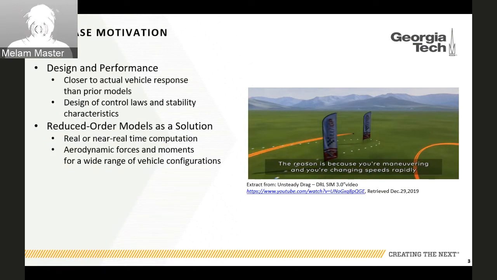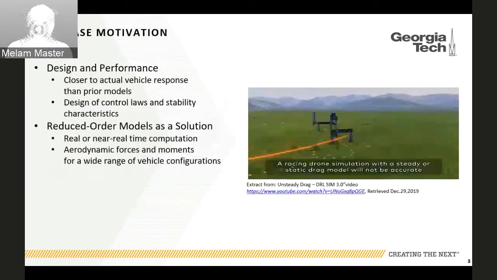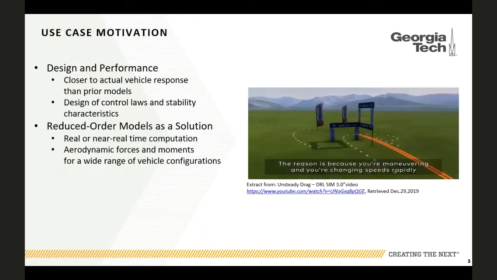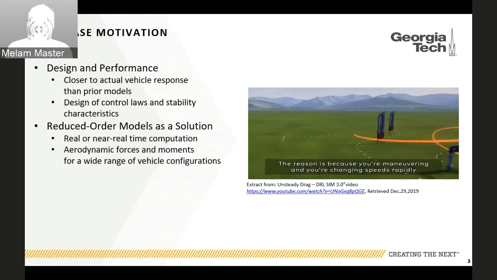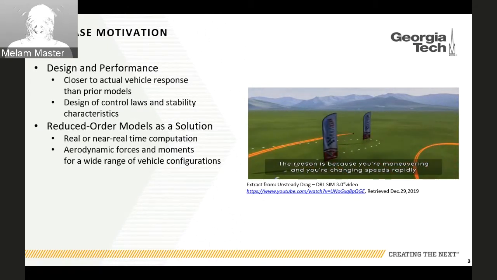The simulation produces aerodynamic forces and moments for a wide range of vehicle configurations. You can change the vehicle configuration, whatever input you have to our simulation, and it outputs the aerodynamic forces and moments in real time. That video on the left that played, I can play it again. The video on the left is from a drone racing league simulation. Our simulation is being used by, or will be used in the future by, NASA, the Navy, the Drone Racing League, and other companies in industry.